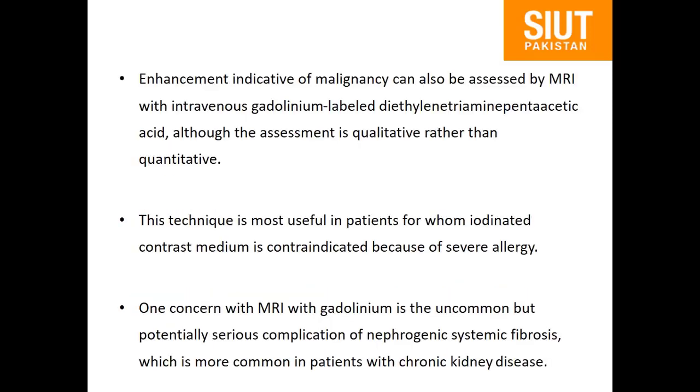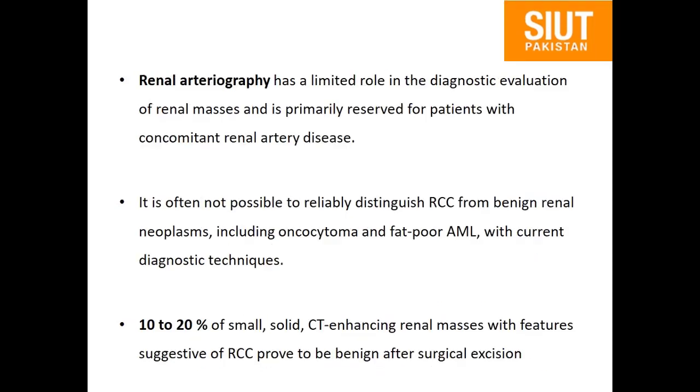Enhancement indicative of malignancy can also be assessed by MRI. If we have done a proper CT scan, we don't need to get into the details by MRI. MRI is only reserved for patients who have some contrast allergy, like iodine contrast allergy. We can try gadolinium-labeled diethylene triamine pentacetic acid. The assessment is qualitative rather than quantitative, meaning we can't differentiate on the basis of Hounsfield units. One concern with MRI with gadolinium is the uncommon but potentially serious complication of nephrogenic systemic fibrosis, which is more common in patients with CKD.